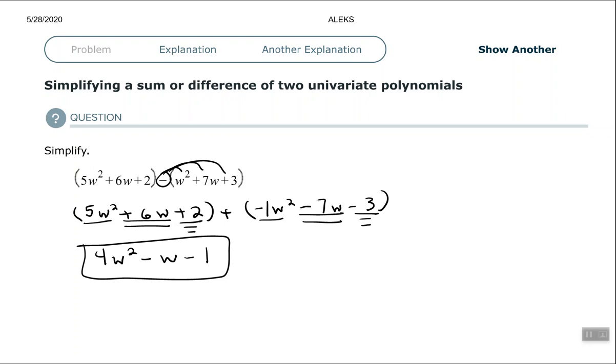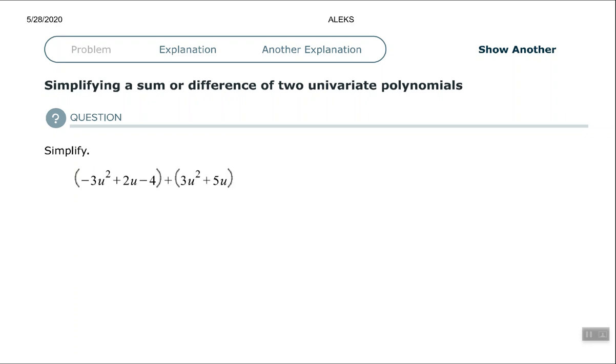So again, you can line those up vertically, or you can leave them like it is horizontally and just combine your like terms. Either way, whatever you're comfortable with. Alrighty, let's look at one more. And if you want to pause the video and try this one, that's fine.